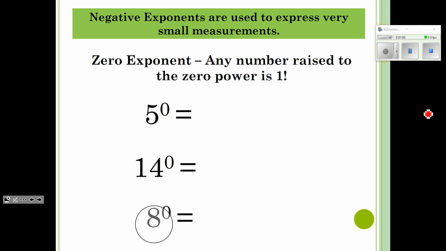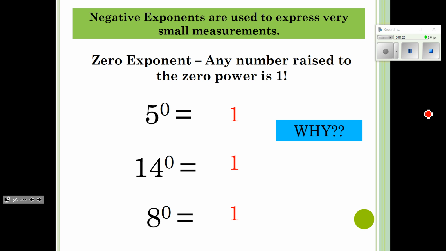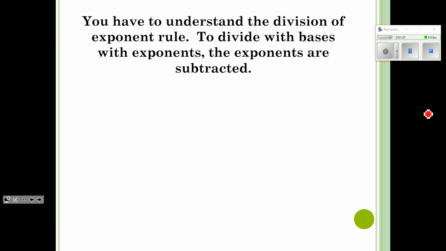Anytime that we have a base with an exponent of 0, the answer is always going to be 1. 5 to the 0 power, 1. 14 to the 0 power is 1. 8 to the 0 power is 1. I should have had a negative on here. If it was negative 8 to the 0 power, it would still be 1. This is going to make more sense when we get to the lesson on dividing with exponents, but just for a quick explanation, I will show you why that is true.